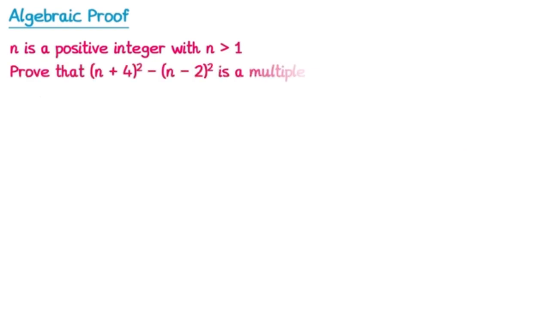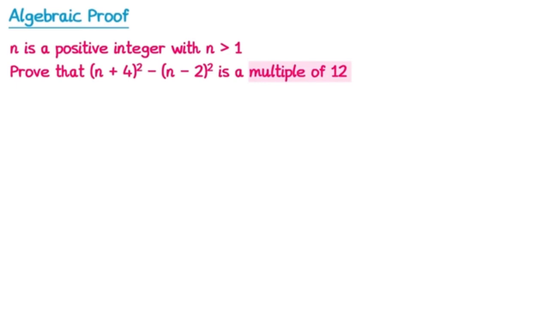In this next proof, it's going to specify that n is a positive integer with n greater than 1. And we're going to prove that this is a multiple of 12. So this is a very different type of proof. Let's talk about what it means to be a multiple of 12.